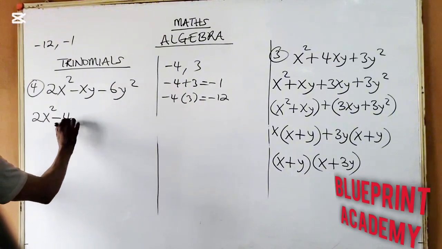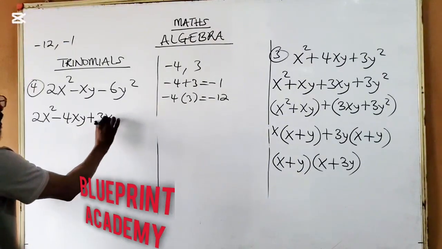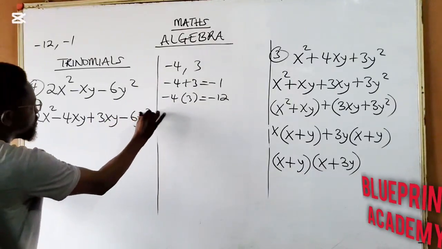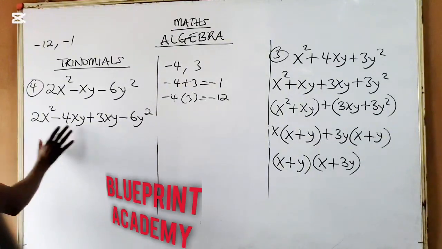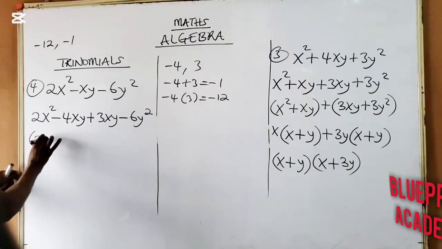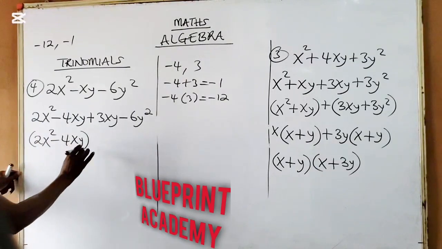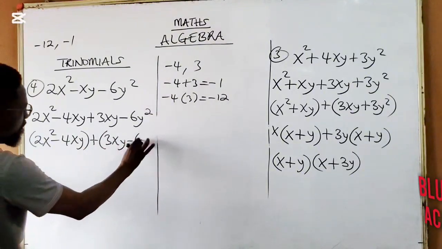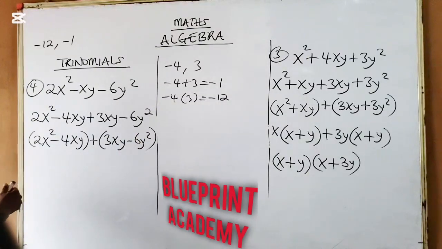So now we have 2x squared minus 4xy plus 3xy, then minus 6y squared. So now we group this. We group this one and this. If we group, we get 2x squared minus 4xy plus 3xy minus 6y squared. We bring out a common factor here.